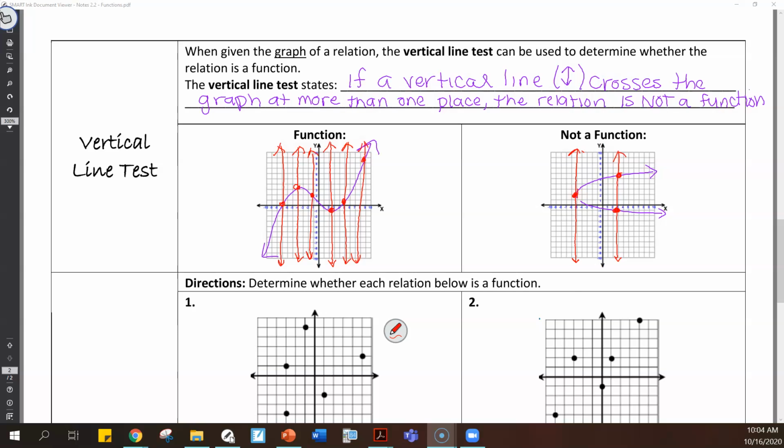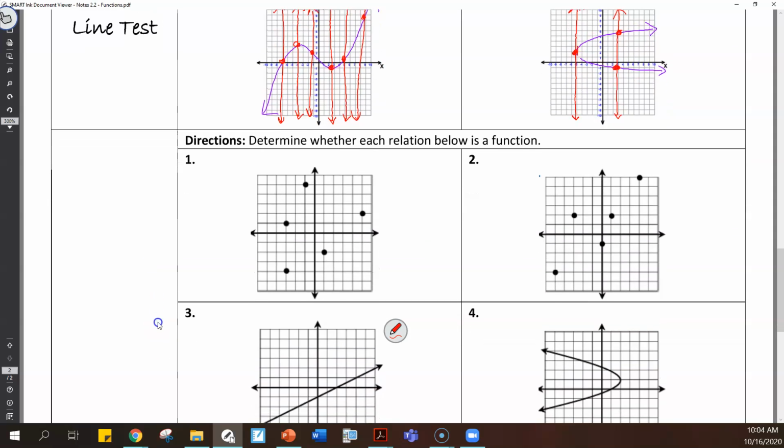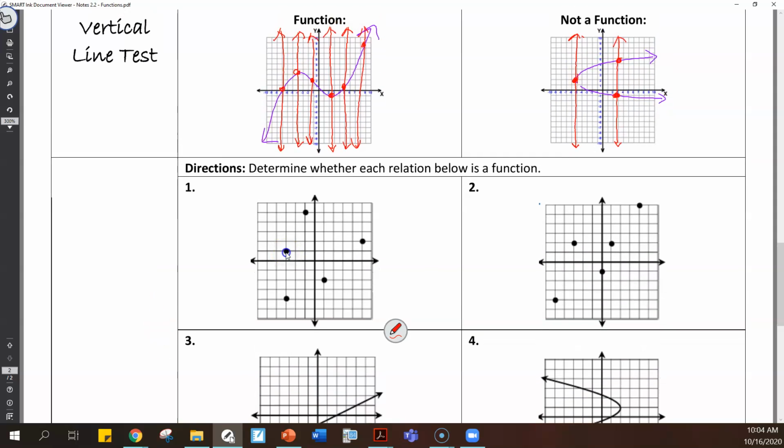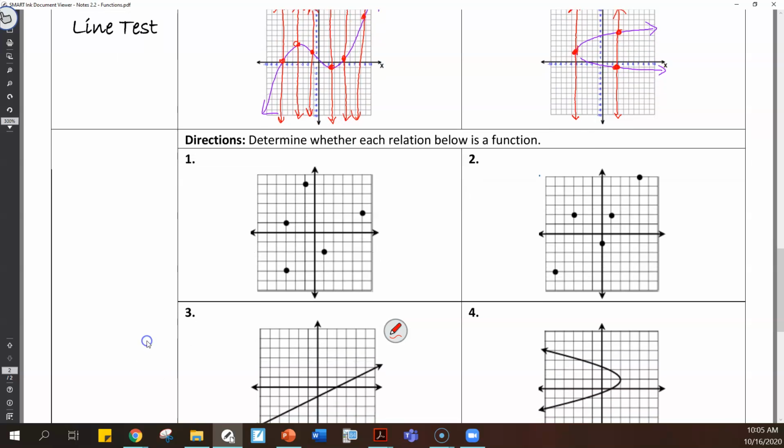Okay? So I can do this with discrete graphs. Remember that discrete graphs are ones that have individual points on them. They're like the ones we did when we represented relations. So I can check these with the vertical line test. I'm going to check here. It only crosses in one place. That's good. I can check here. It only crosses in one place. That's good. Check here. It only crosses in one place.